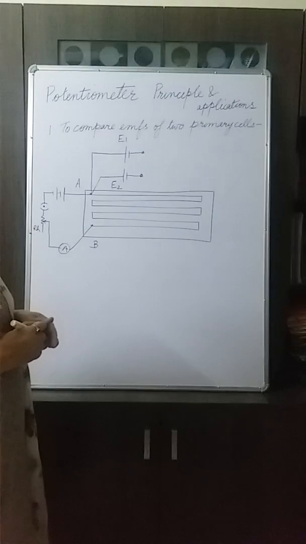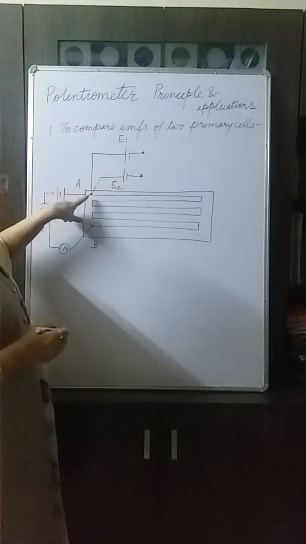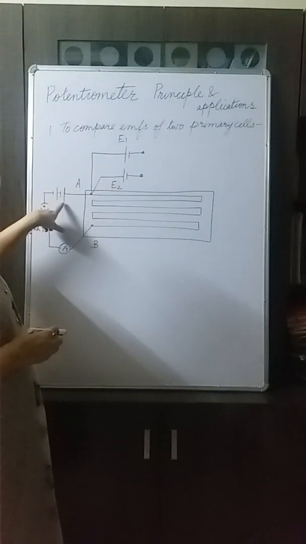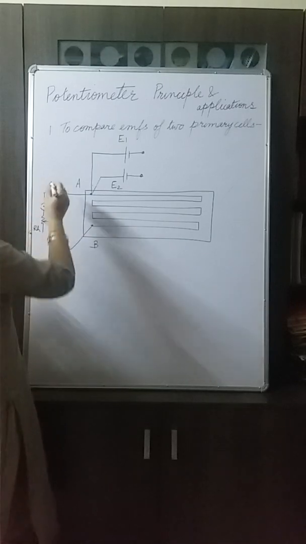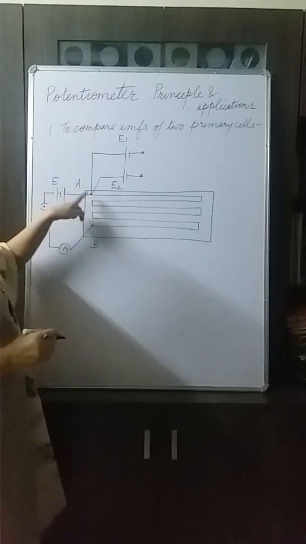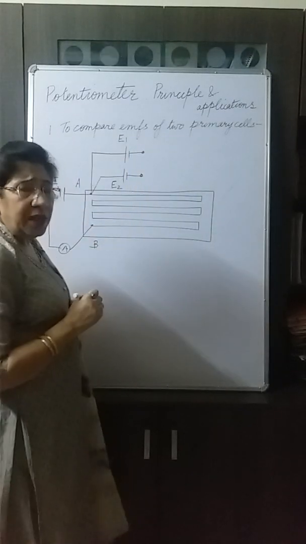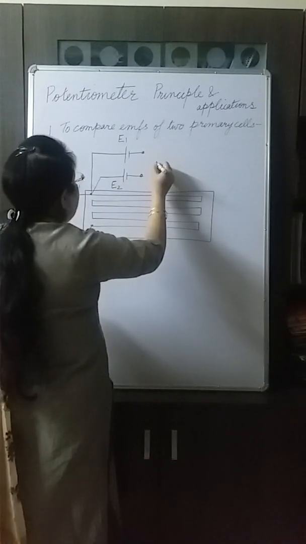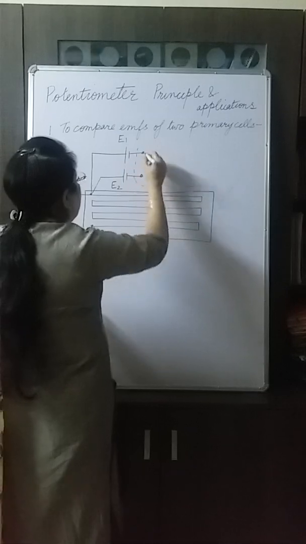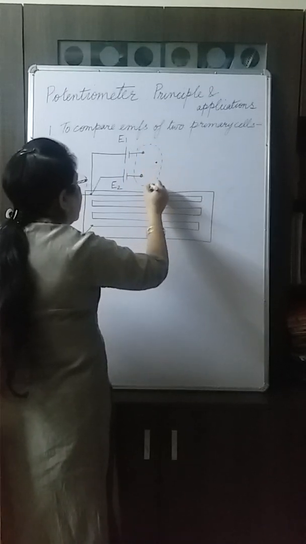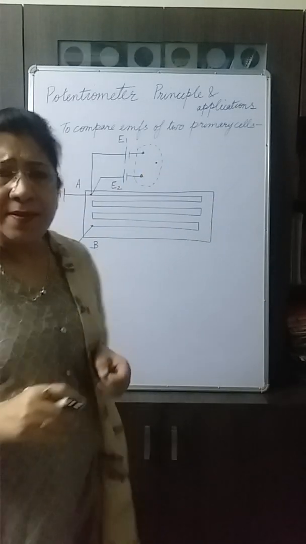The positive terminal of both the primary cells is connected to A. Similarly, the positive terminal of the driving cell E is also connected to A. And the negative terminals of both cells are connected to another key. This key has two plugs. It is called a two-way key.